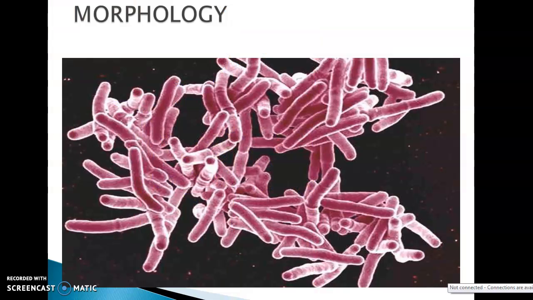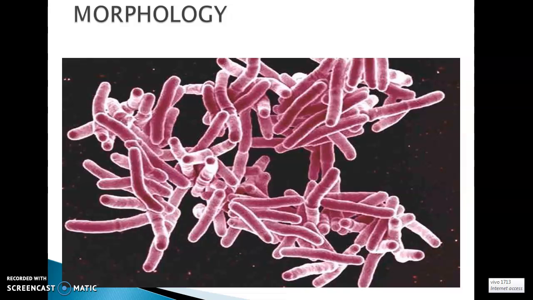First, about its morphology. The organism is a rod-shaped bacterium. This bacterium is different from other bacteria because it has a thick layer of mycolic acid, a lipid-rich compound, present on the cell wall. Because of this mycolic acid, the organism is very difficult to stain.